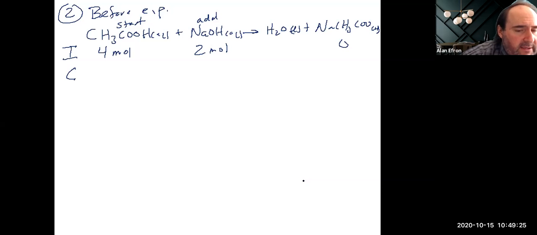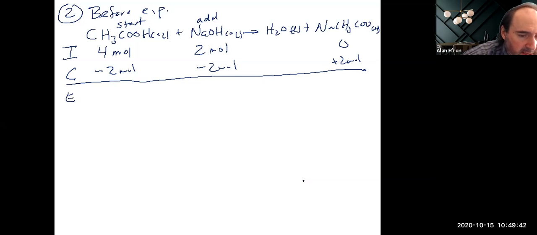So because we are before the equivalence point, that means our sodium hydroxide is again going to be the limiting reagent. So that's going to be -2, -2, and +2 moles. That means when we reach equilibrium, we will be left with 2 moles, 0, and 2 moles here. Any questions so far? So at this point, what we want to do is convert back into molarity. Like I said before, we want to divide by the total volume to get our molarity.